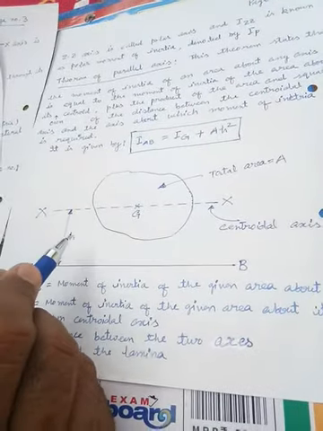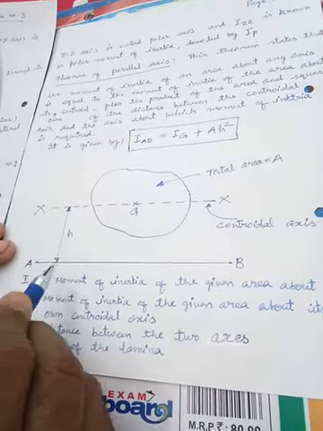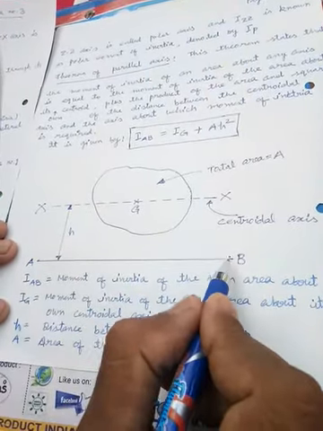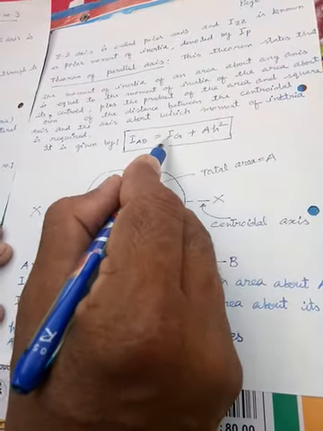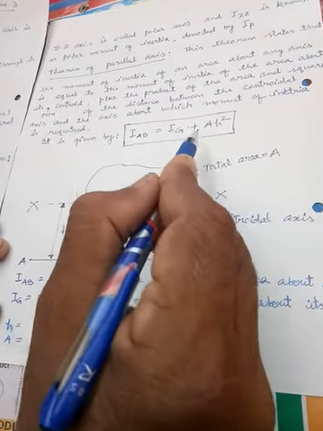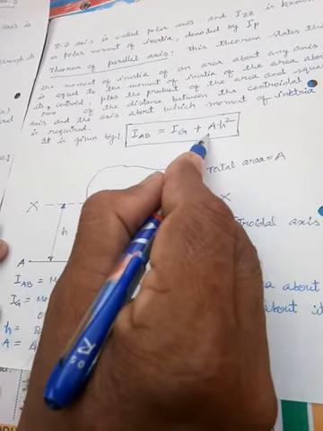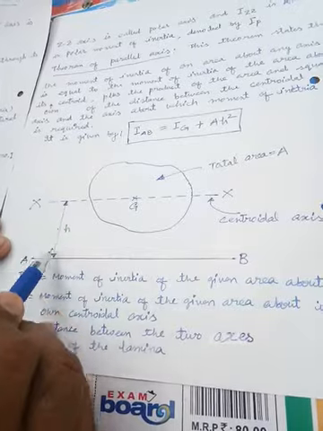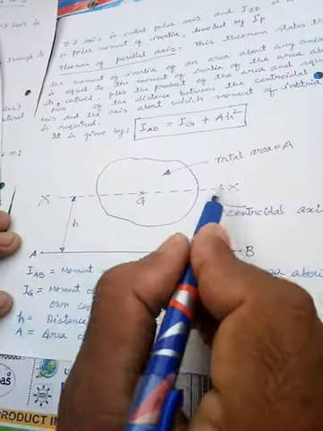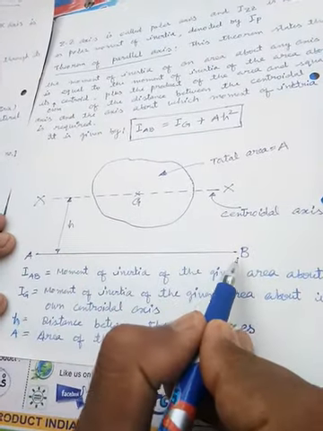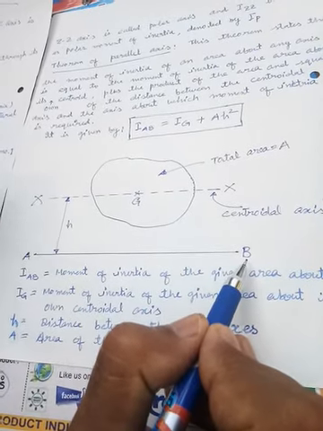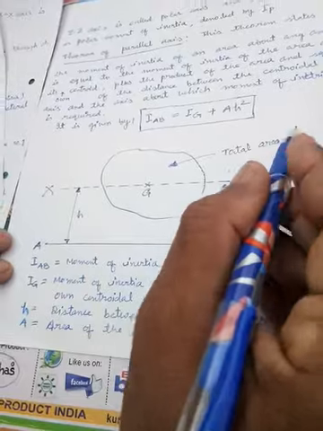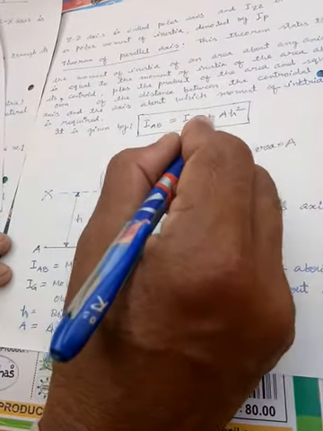Again I am repeating the theorem of parallel axis. The moment of inertia of this area about any axis AB is equal to the moment of inertia about its centroidal axis plus the product of the area and the square of the perpendicular distance between these two axes. H is the perpendicular distance between the centroidal axis and axis AB, and the total area is A. So IAB is equal to IG plus AH square.